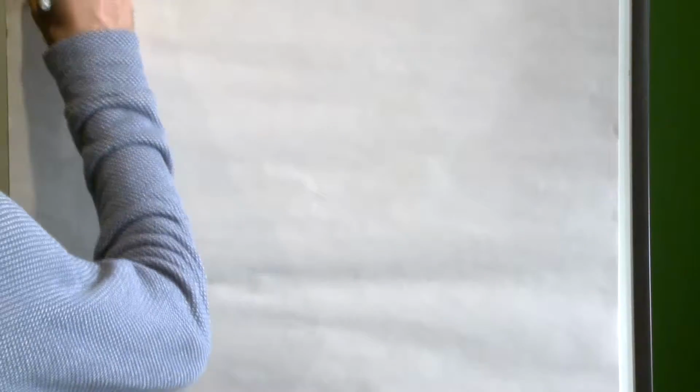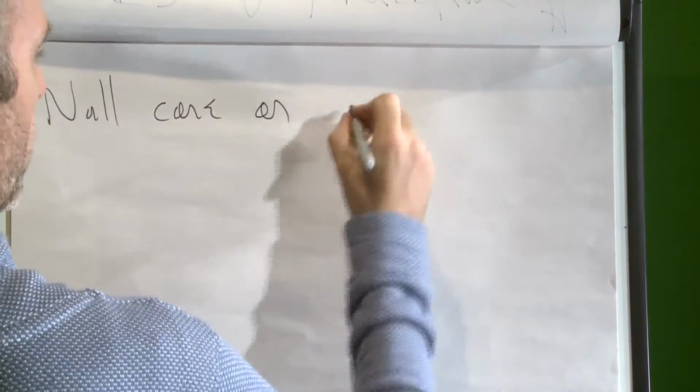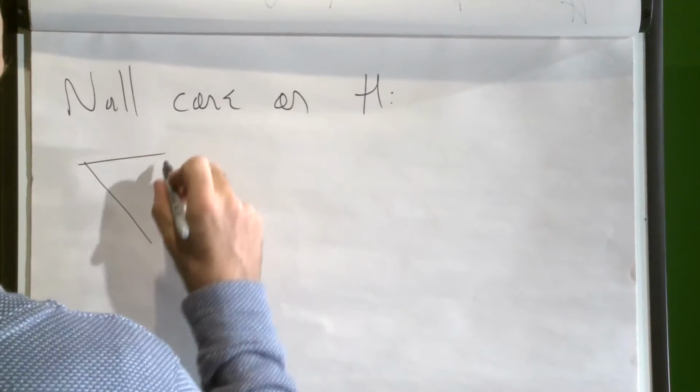In fact, from that we can look at the null cone on the hypersurface. So you can look at the null cone on this H. When we do so, what we find is that it has the following structure.